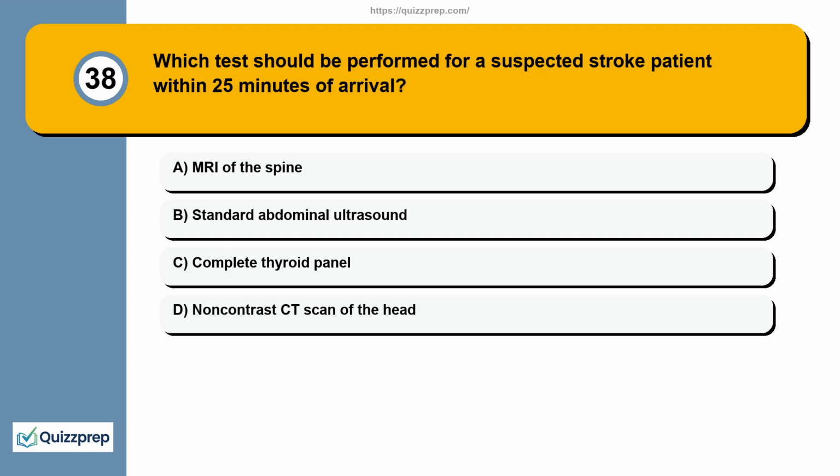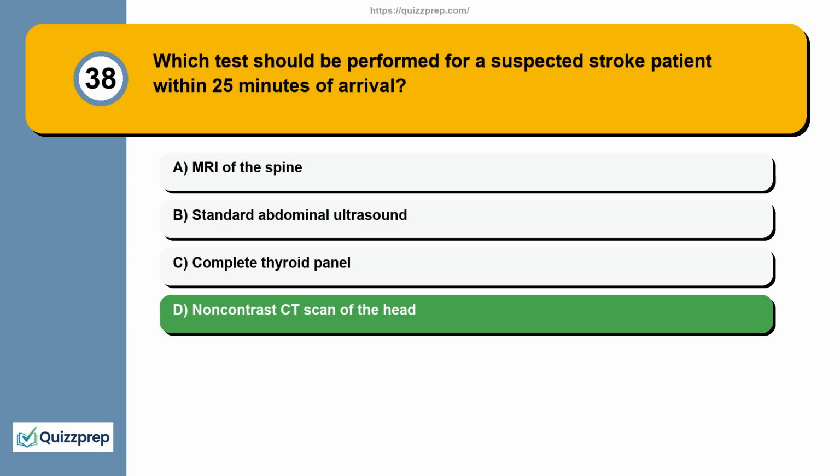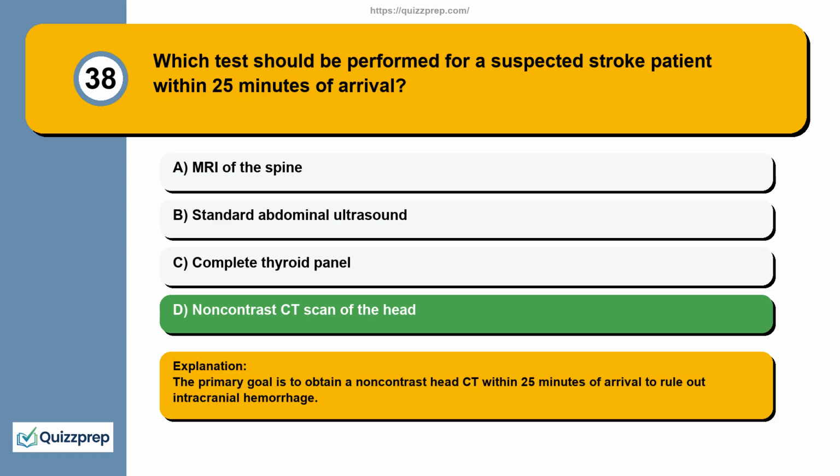Question 38. Which test should be performed for a suspected stroke patient within 25 minutes of arrival? MRI of the spine, standard abdominal ultrasound, complete thyroid panel, non-contrast CT scan of the head. The primary goal is to obtain a non-contrast head CT within 25 minutes of arrival to rule out intracranial hemorrhage.